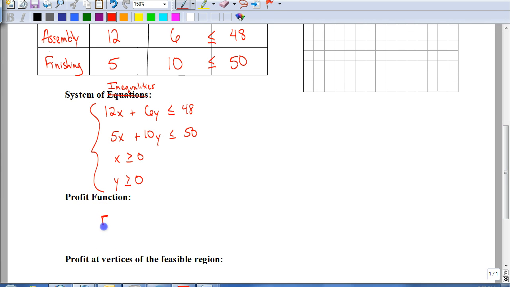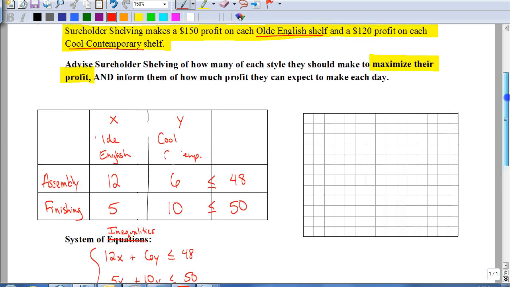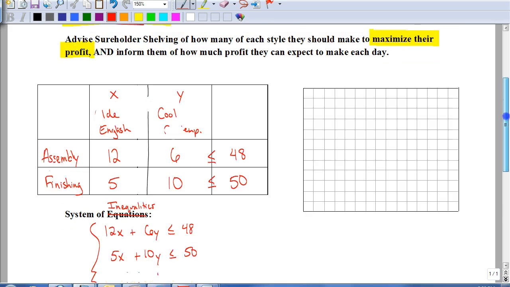This is a function of our coordinates x and y. I already forgot what it was. 150x and 120y.